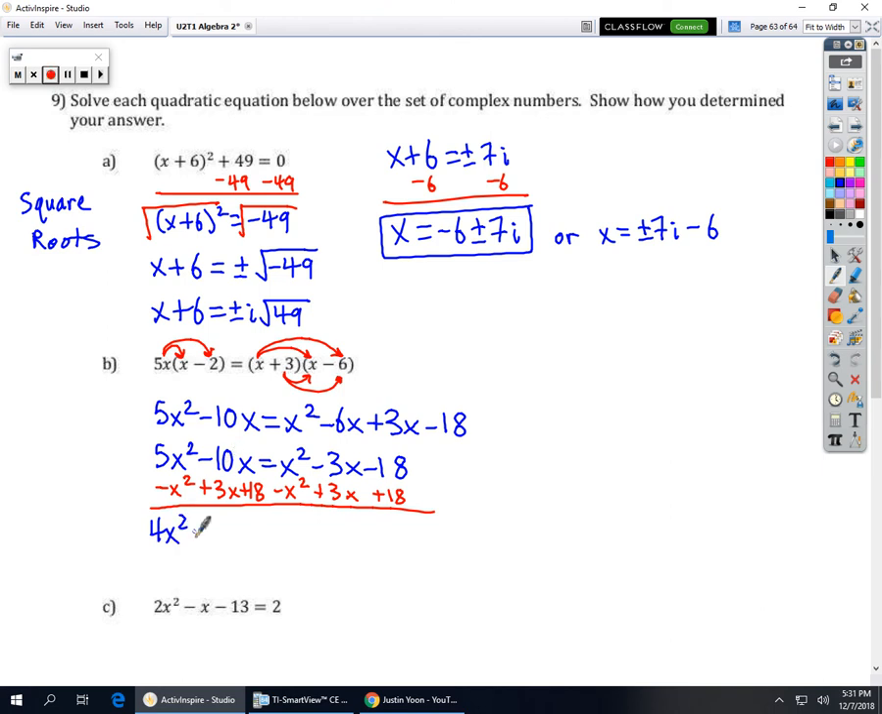Negative 10 and 3 make a negative 7x. That little extra 18 is going to come over too, and everything else cancels to 0.